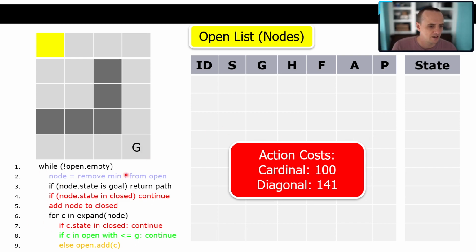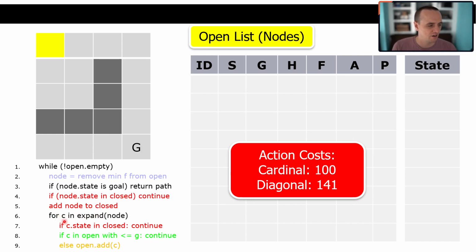Down here in the bottom left corner, I have a shorthand version of the A star algorithm. So while we still have things left in the open list, we remove the minimum F from the open list. If that's the goal, we return the path. If it's not the goal, then if the state is in the closed list, continue. I'm not re-expanding this one. If it's not in the closed list, then I add it to the closed list because I'm about to expand it. Then I expand it and return the children.